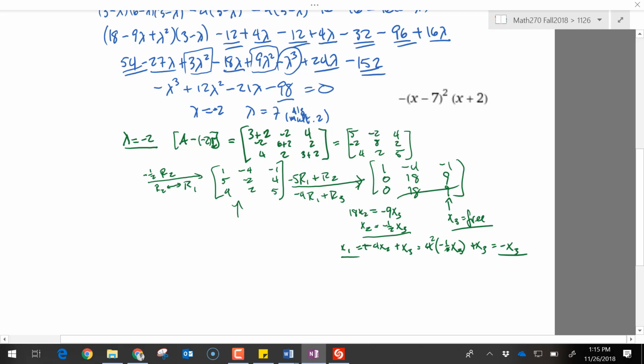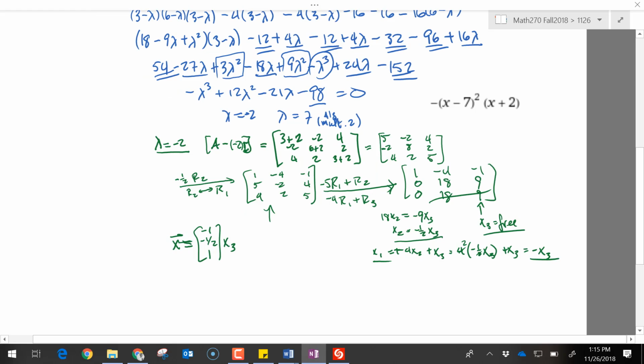Oh, I hope I did that right. So our x vector here should look like -1 x3, -1/2 x3, and +1 x3. Yeah. Oh yeah, so we could just multiply everything by 2. So our x vector for lambda equals -2 is 2, -2.